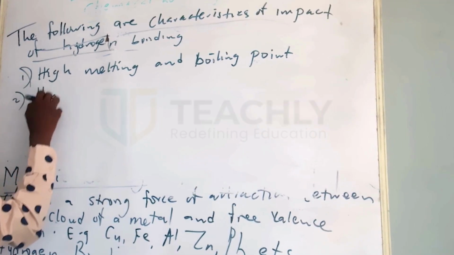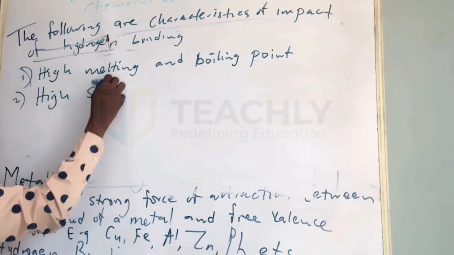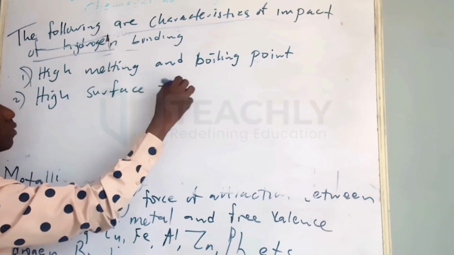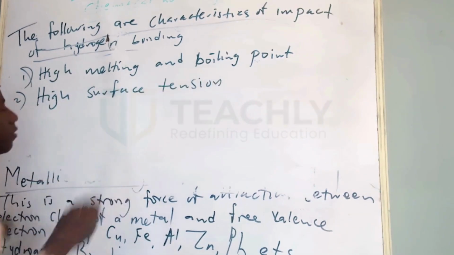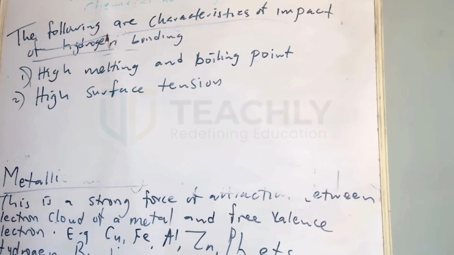We have high surface tension. Surface tension deals with the ability of a particular substance to prevent objects from passing through it. That is why at times when you drop an object like a needle on water, the water seems to hold the object from penetrating. It has to be the surface tension. It makes the surface of a substance behave like an elastic skin. So it's one of the effects of hydrogen bonding.